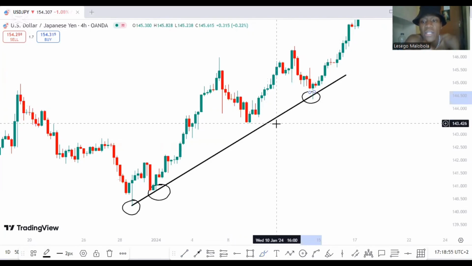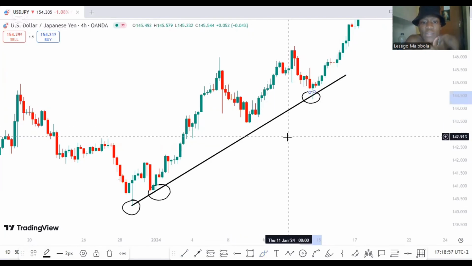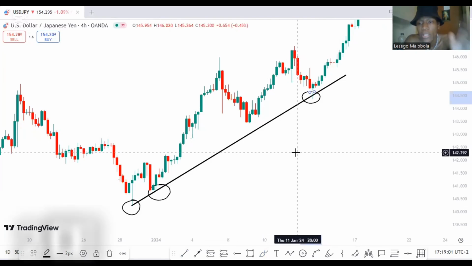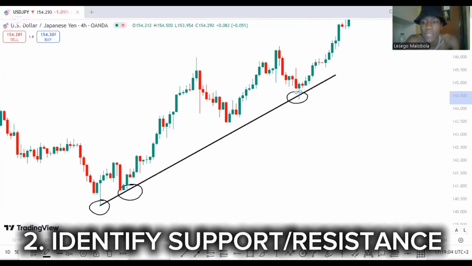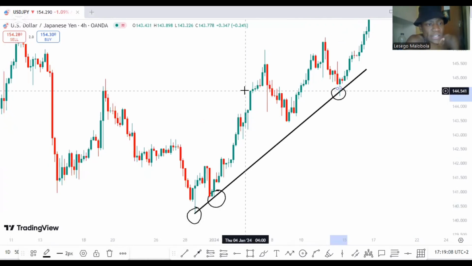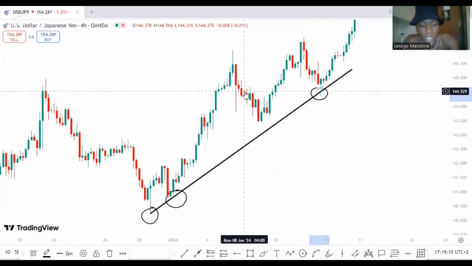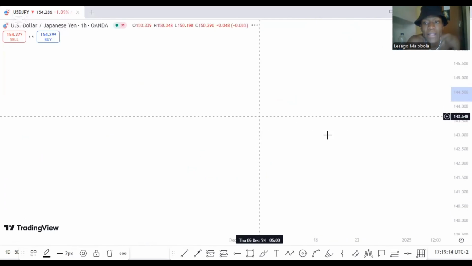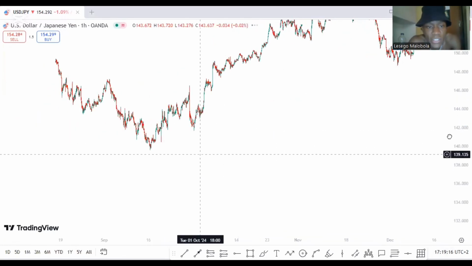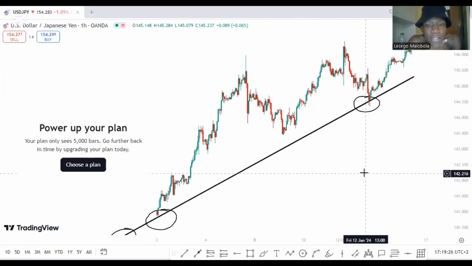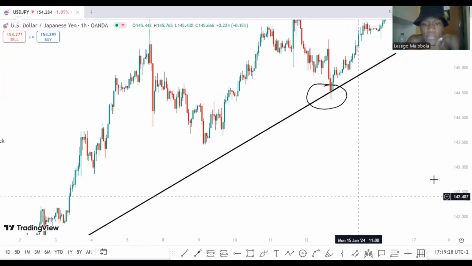So now that we've identified our market structure, guys, what are we gonna do? We're just gonna simply look for our support and resistance, guys, you understand me? So in this case, man, we see that we don't have any support and resistance on the 4 hour time frame. So we're just gonna jump onto the 1 hour time frame, guys, and see if we can find any support and resistance, you understand me?